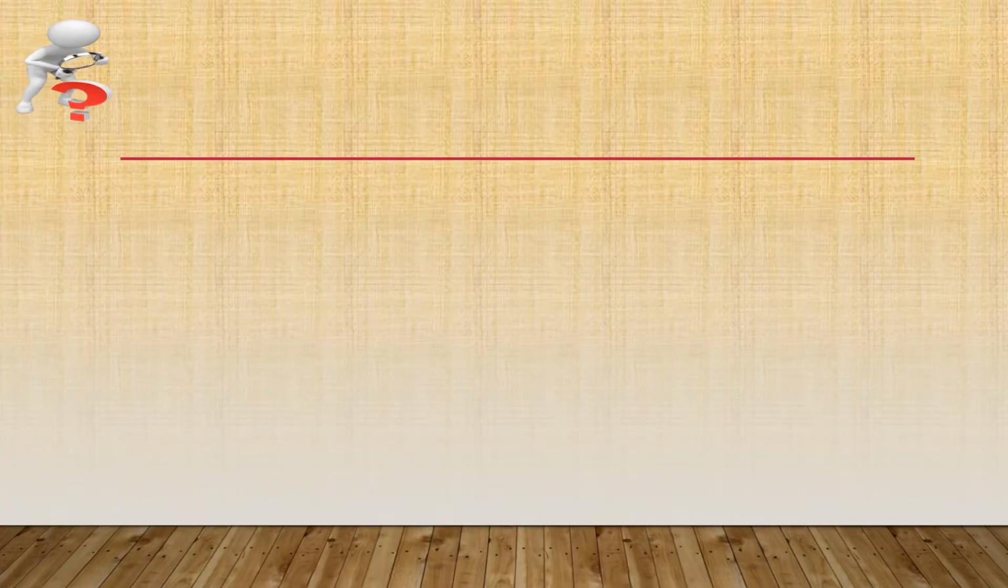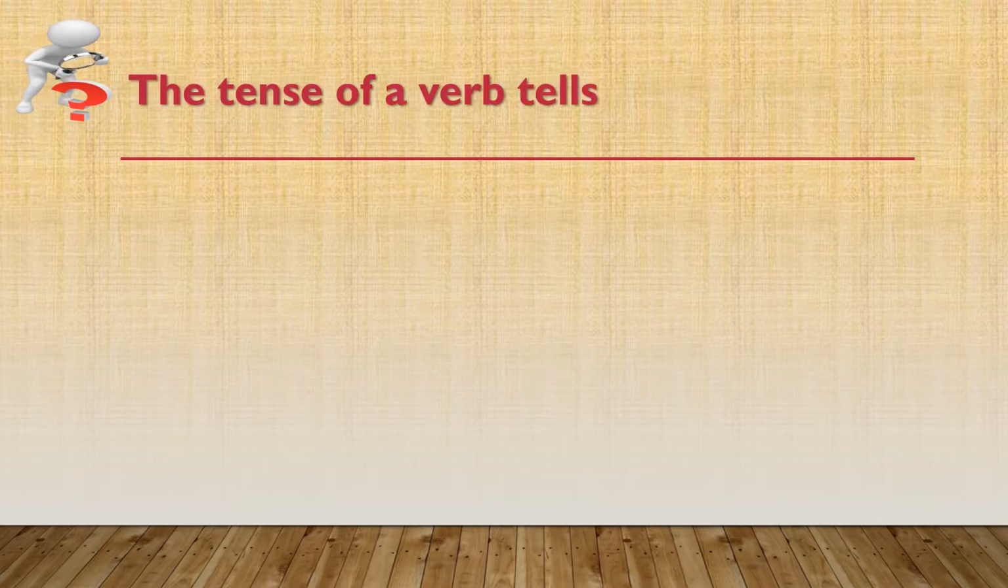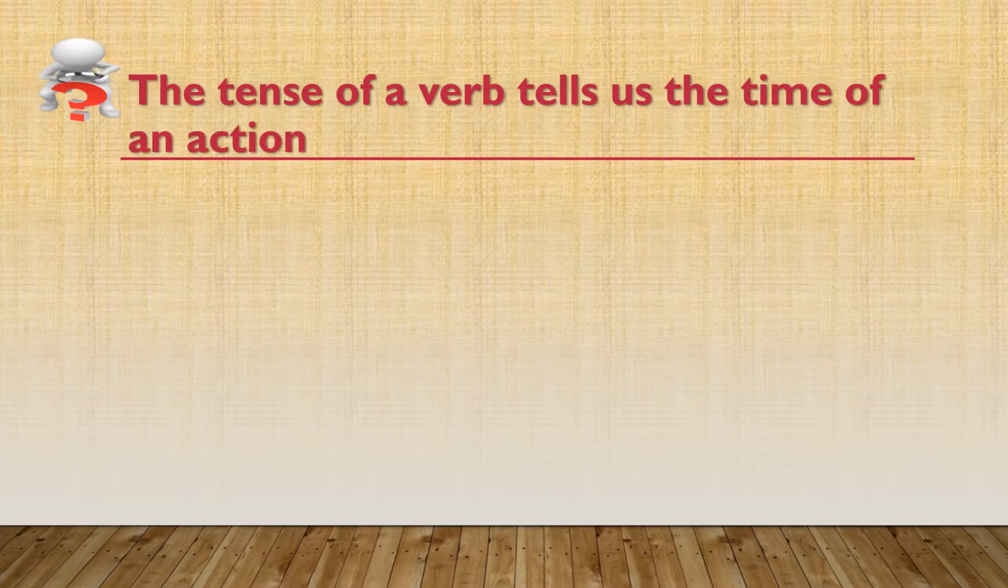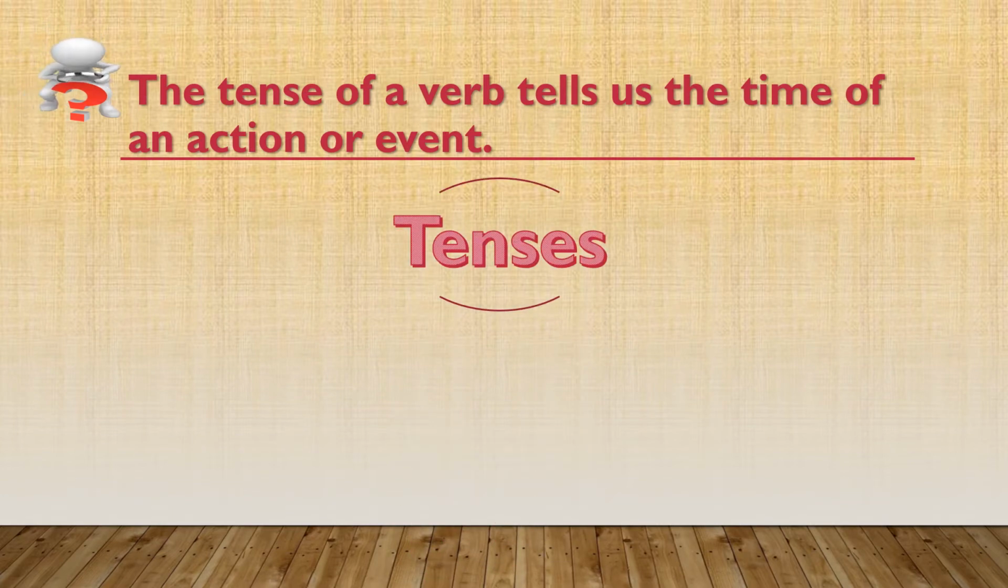But before we start with simple past tense, let us first understand what are tenses. The tense of a verb tells us the time of the action or event. It actually talks about the time when that action takes place or took place. Tenses are broadly classified into three main categories.